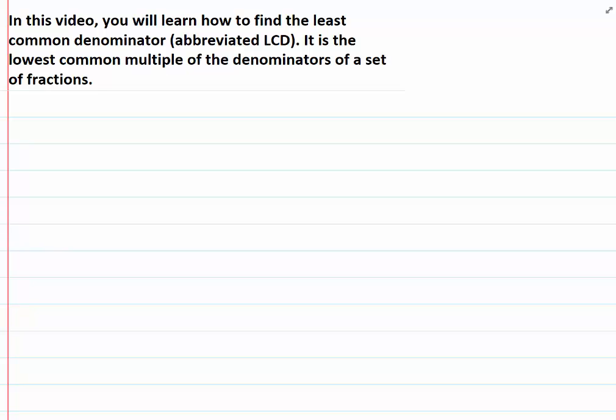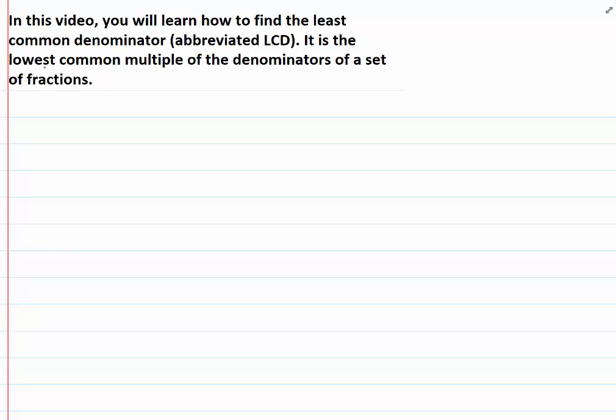In this video, you'll learn how to find the least common denominator. It's abbreviated LCD. The least common denominator is the lowest common multiple of the denominators of a set of fractions. The set of fractions could have two or more fractions. Let's do an example and show you how to find the least common denominator.